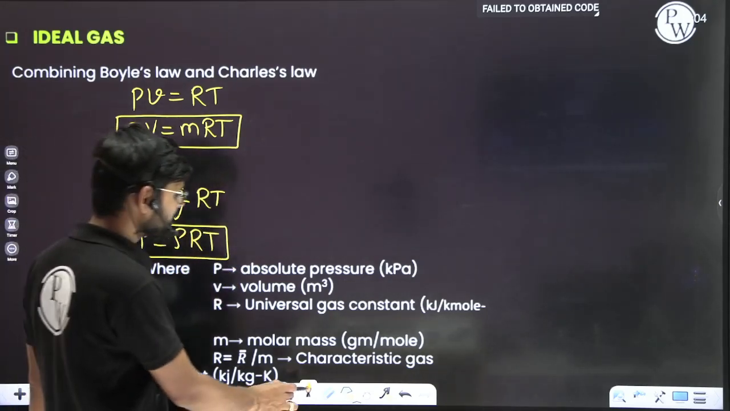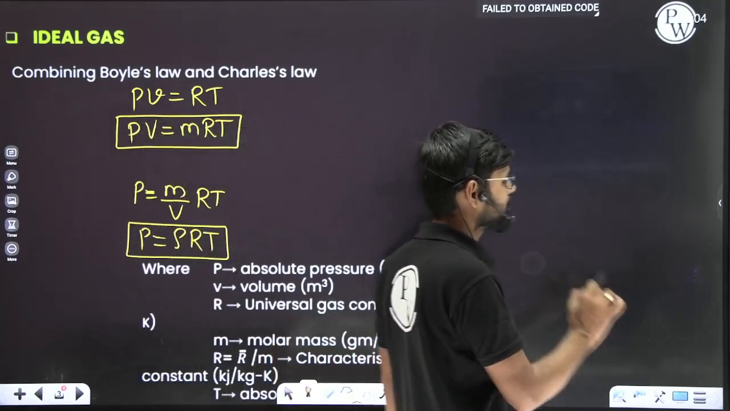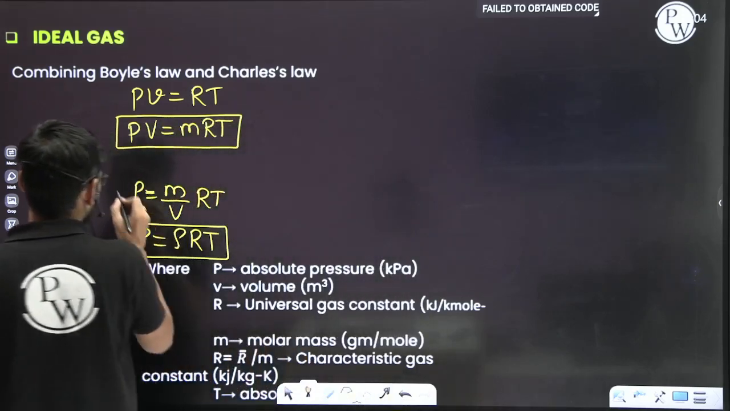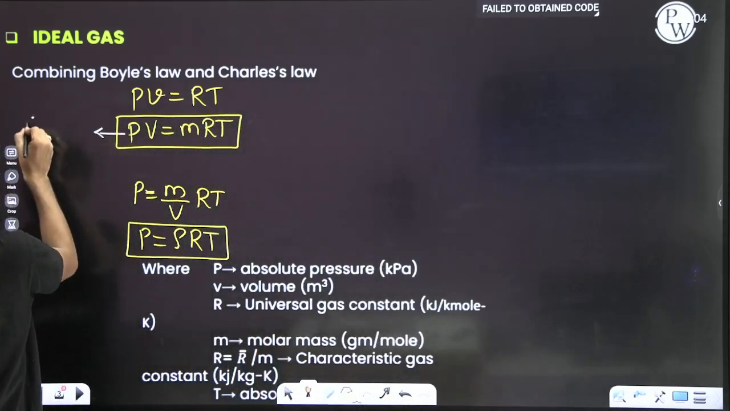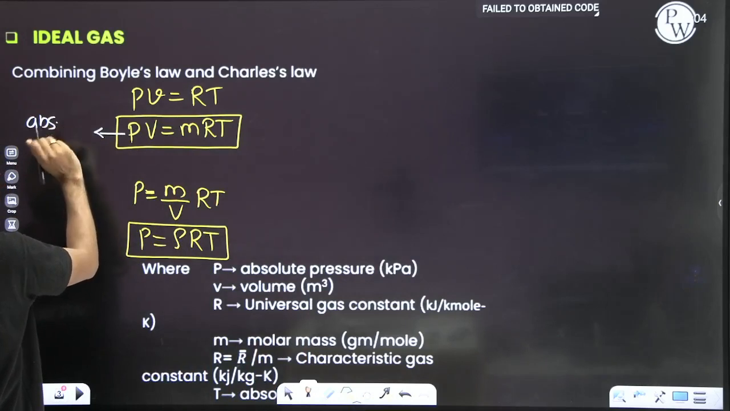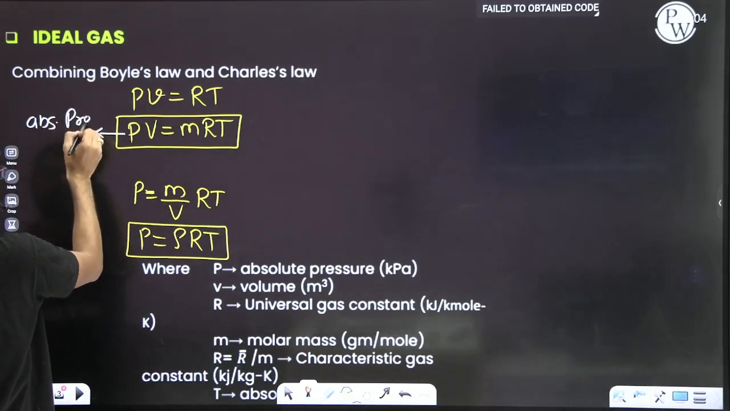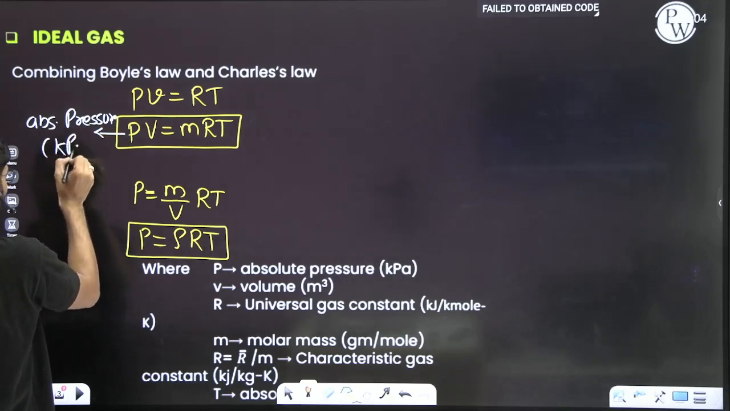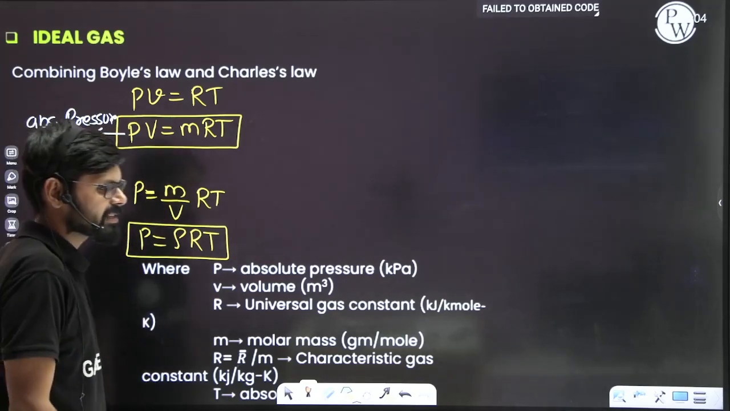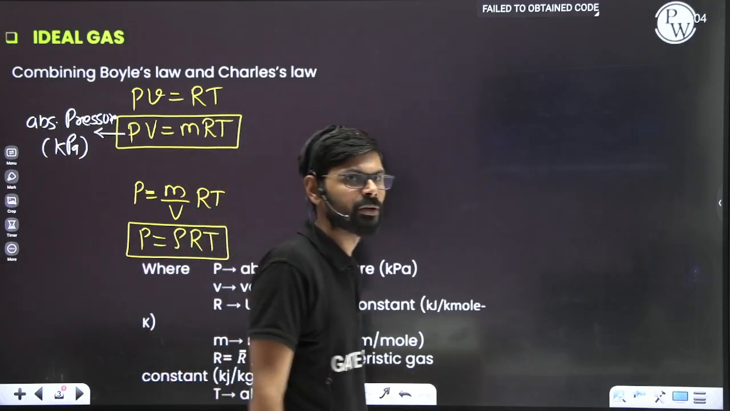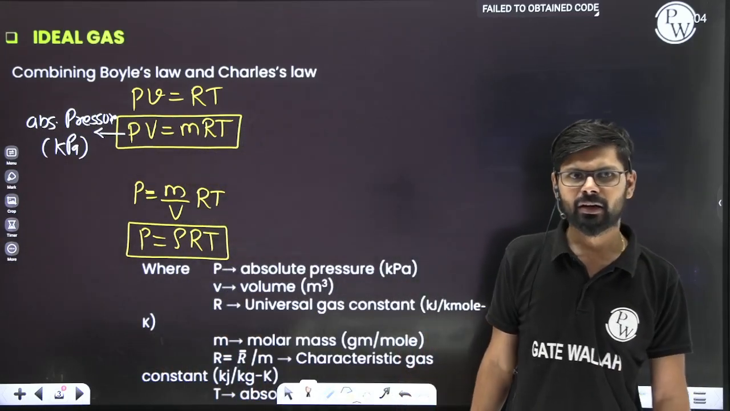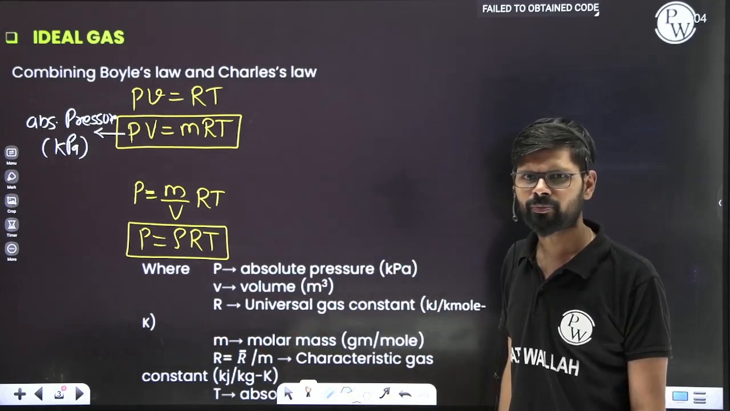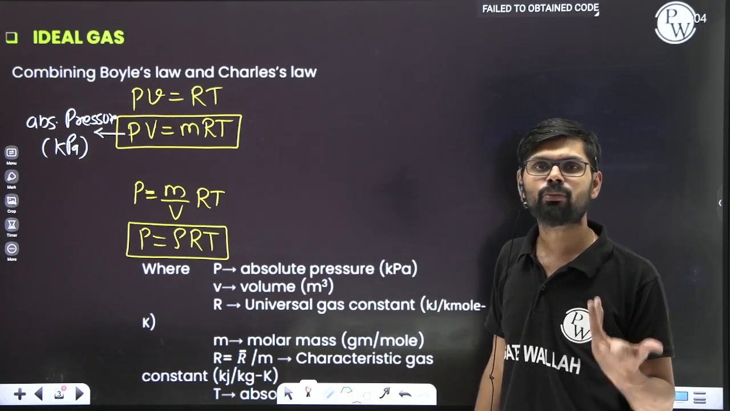Now what is P here? Mostly students say, sir, P is pressure. No, always remember it is absolute pressure. P is basically absolute pressure. Never ever forget absolute pressure. And the unit is kilopascal. Sir, why kilopascal only? We are dealing with the SI system, so we can put Pascal also. Yes, you can put Pascal, no problem. But generally Pascal is a very small unit of pressure.